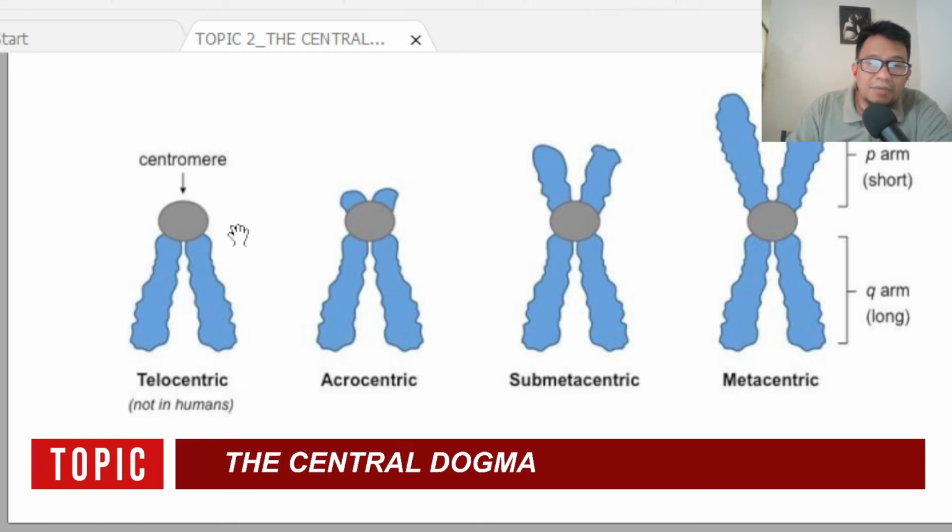And you have the telocentric, but it's not found in humans. Telocentric is where the P arm is very small, and the Q arm is the prominent one.